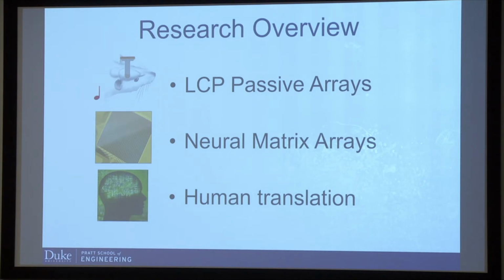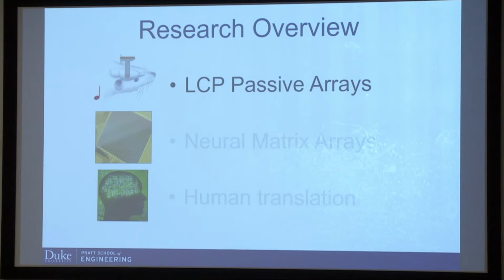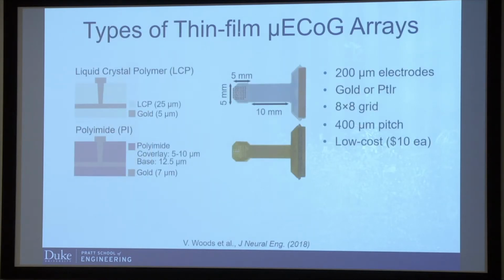We're talking about new things we've developed with our multiplexed arrays that we're calling neural matrix arrays. And then finally, a little bit of human translation, how we're starting to bring this technology into the operating room and into the clinic. So first, I'll talk a little bit about liquid crystal polymer arrays.